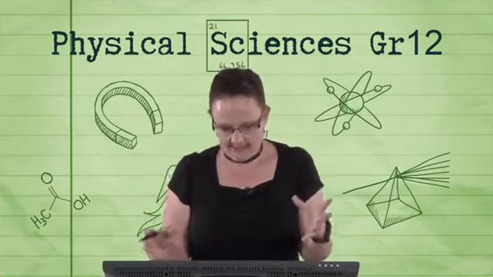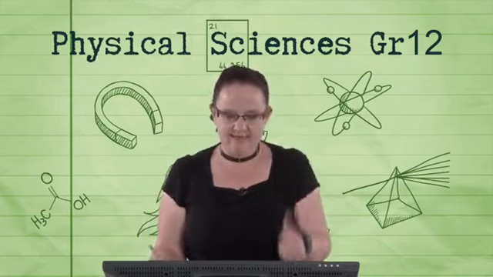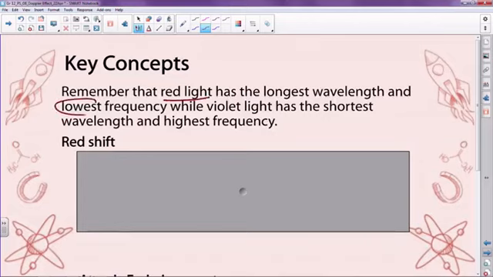And in the visible light spectrum, you have to remember that red light has the longest wavelength, lowest frequency. Violet, which is on the blue end of the spectrum, has the shortest wavelength, highest frequency.